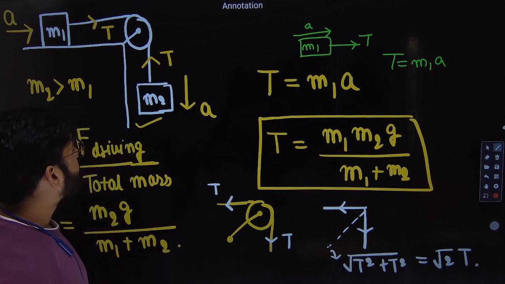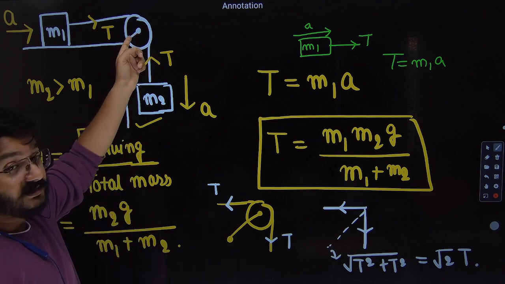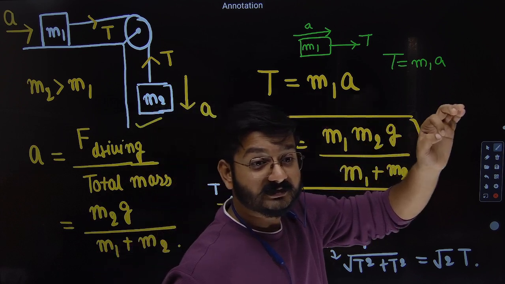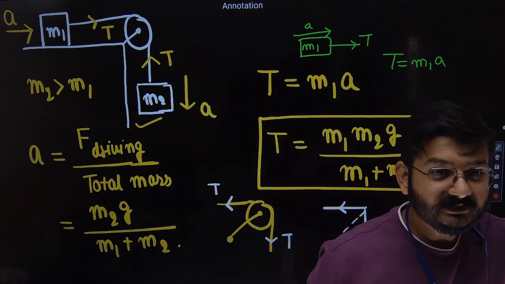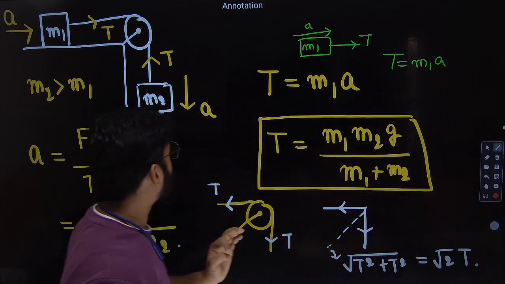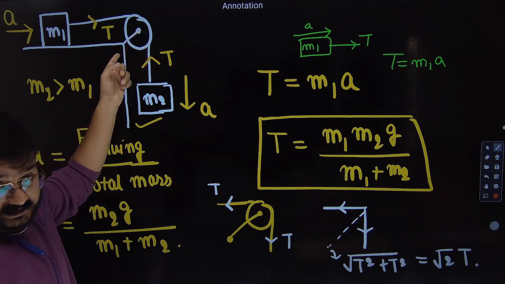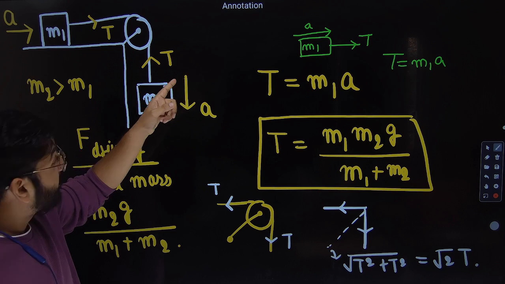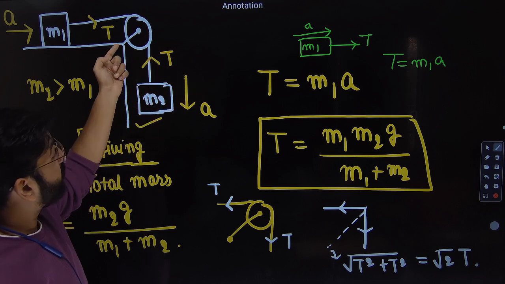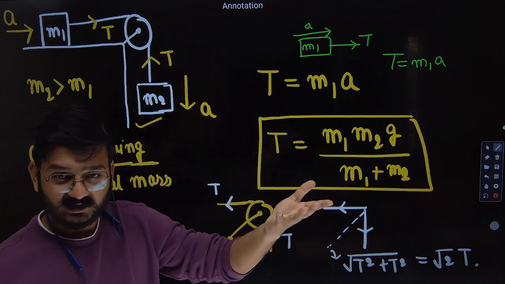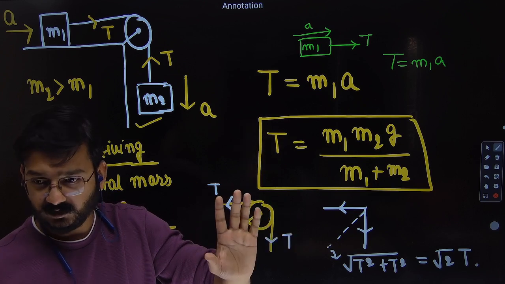Last thing. This pulley is hinged. What is the meaning of hinged? Fixed. Hinged means fixed. So, what is the force applied by the pulley on the hinge, or force on the pulley by the hinge? Same thing. Direction will be opposite, Newton's third law.